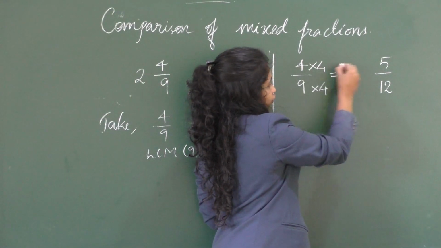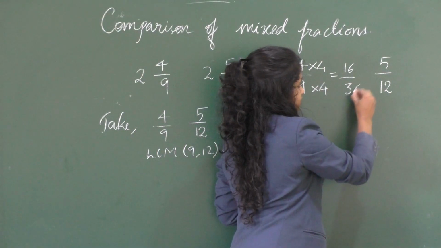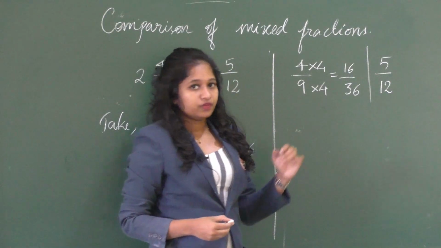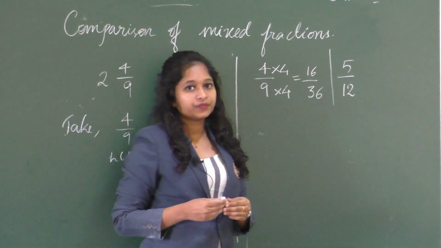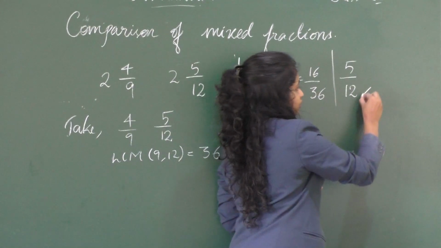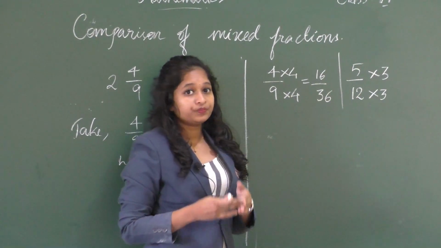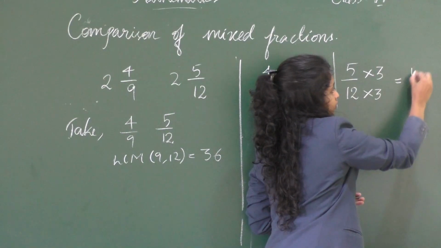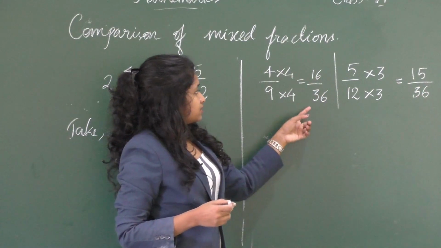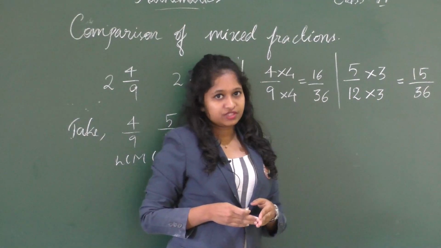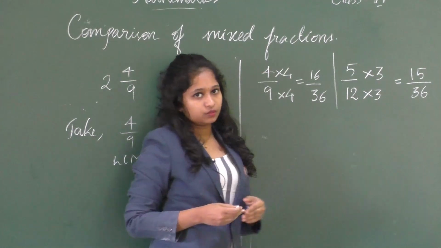So we get 4 into 4 is 16 and 9 into 4 is 36. And when we move on to the other fraction, how to make 36 here? 12 into 3 is 36. So multiply the numerator and denominator by 3. So we get 15 by 36. Here it is 16 by 36. Here it is 15 by 36. So obviously this is greater than the other one.